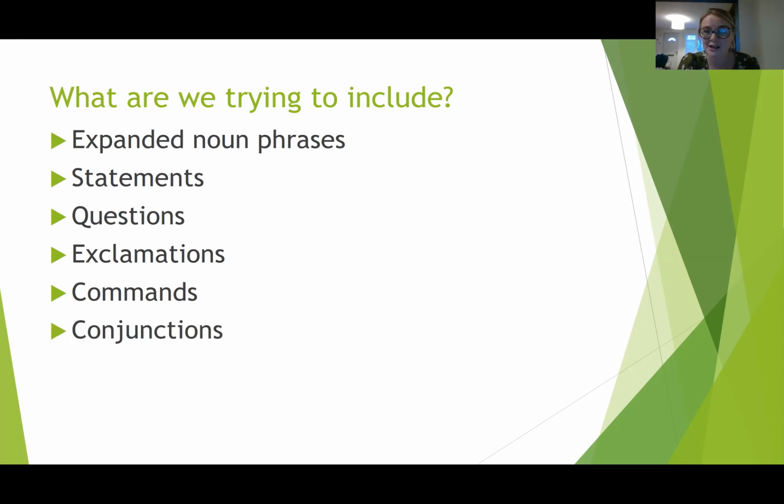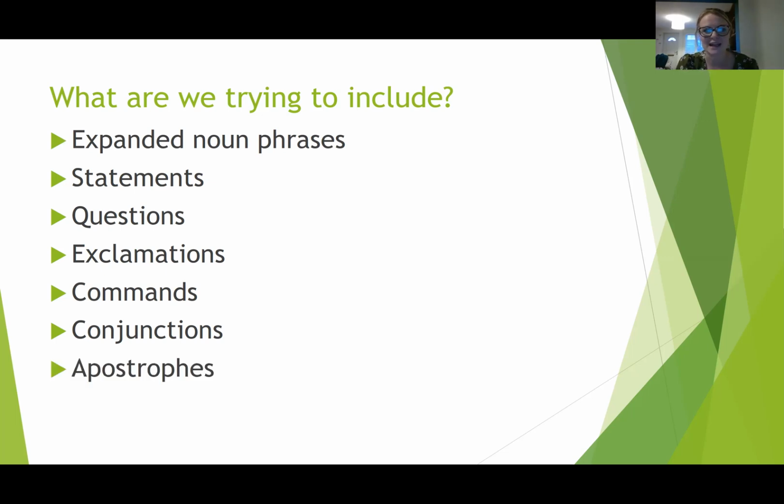Then we've got conjunctions. We've got two types, haven't we? Our coordinating conjunctions, and, but, and so, and our subordinating conjunctions, if, when, that, and because. And we use those to add extra information to our sentences to make them more exciting.